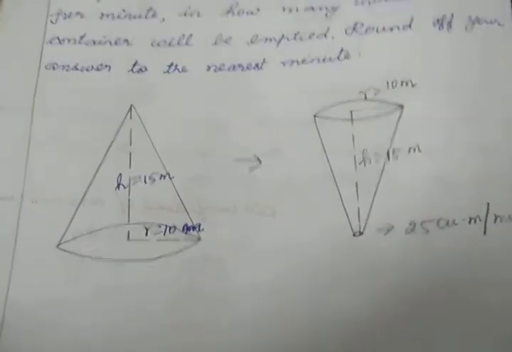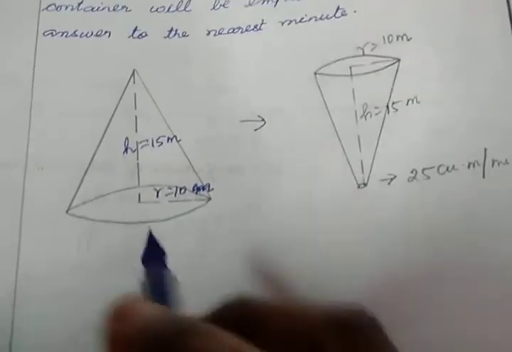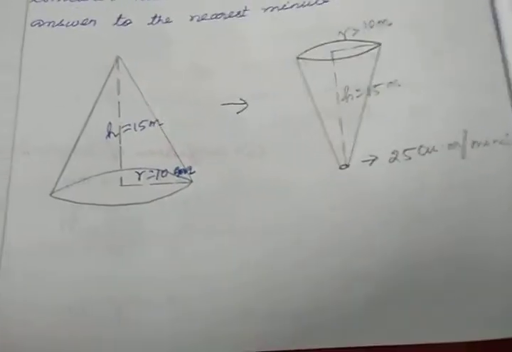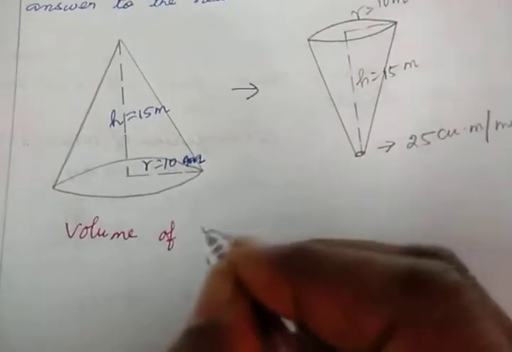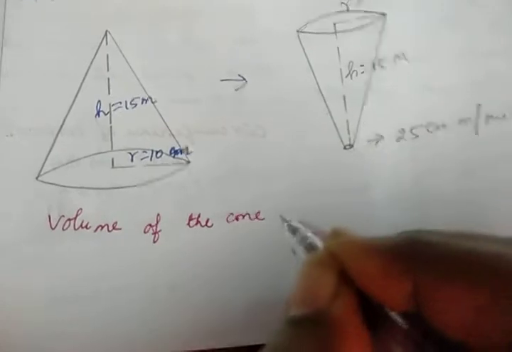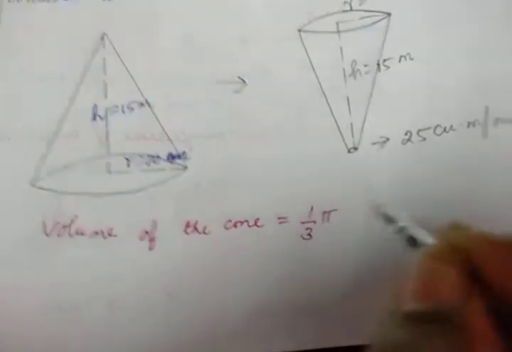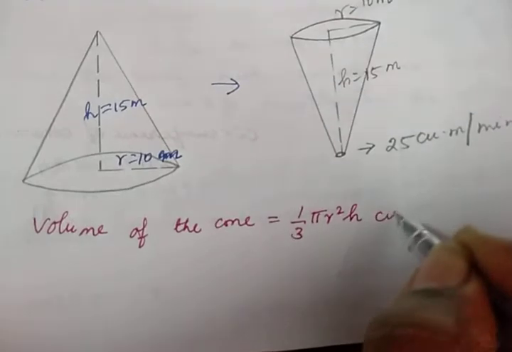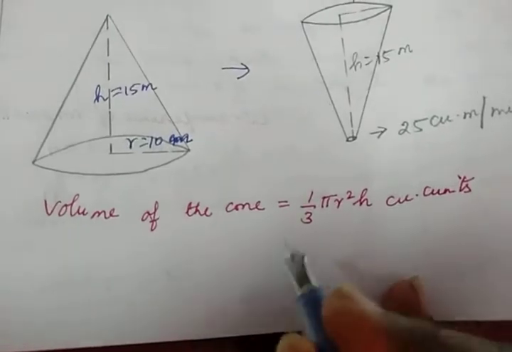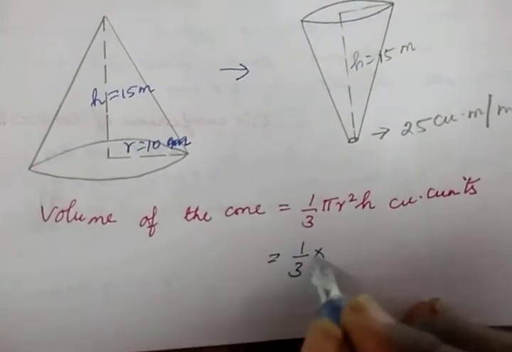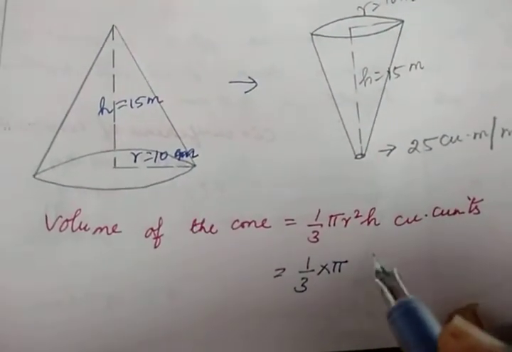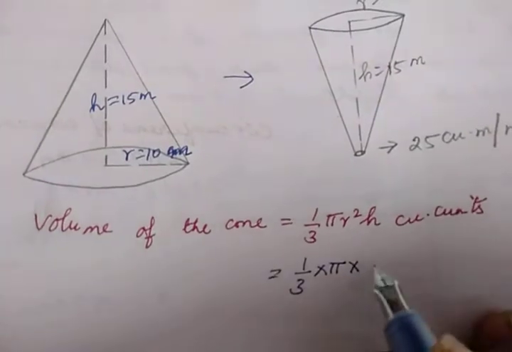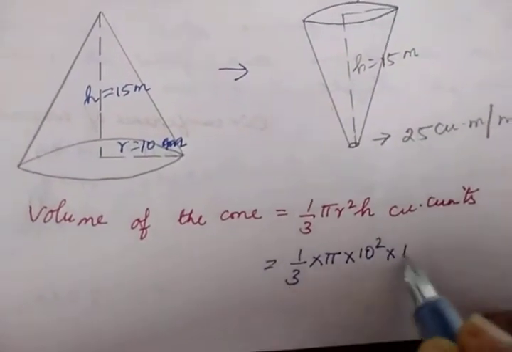Now let us find the volume of the conical container. Formula: volume of the cone equals 1 by 3 pi r squared h cubic units. Now substitute 1 by 3 into pi. Keep it as such because h and r are 15 and 10, so it will not be divisible by 7. So keep it as such, r squared 10 into 10, 10 squared into 15.